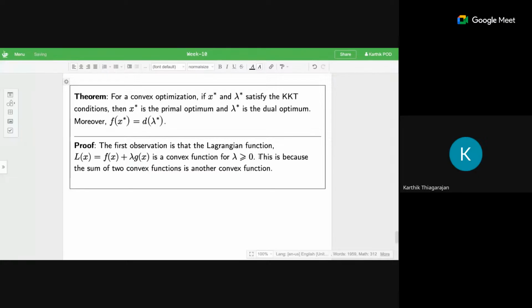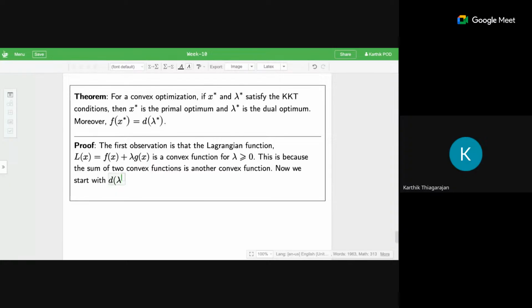Okay, hope that is clear. So now what we have to show mainly is this part, right? That it is optimum. It is an optimum for f and d, and they occur at x star and lambda star, right? So now we start with d of lambda star, okay, and see what that gives us. So what is d of lambda star?